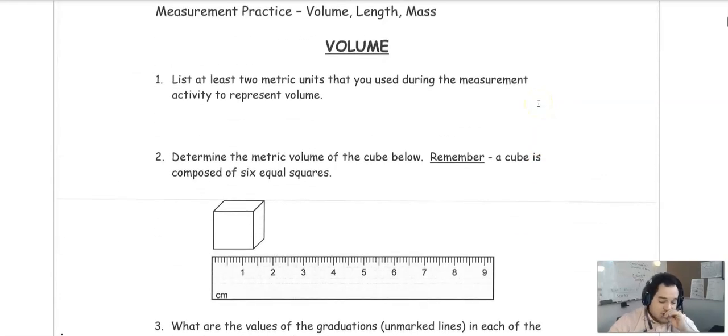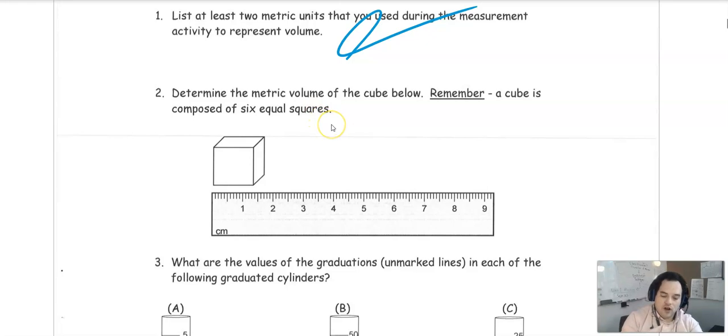Anyway, for the first question on measurement practice, we didn't do any kind of measurement activity, so that's not something we need to worry about. Take that out.